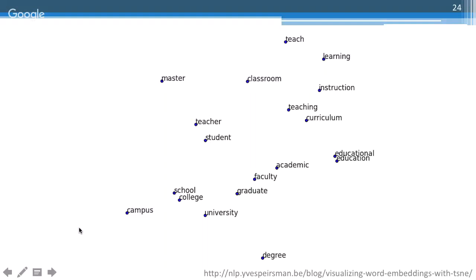But yeah, so here's another cluster, right? There's a bunch of words related to school and schooling and teaching that all seem to be relatively next to each other, again, when projected down to 2 dimensions. So in general, there's still going to be more structure that isn't captured here.